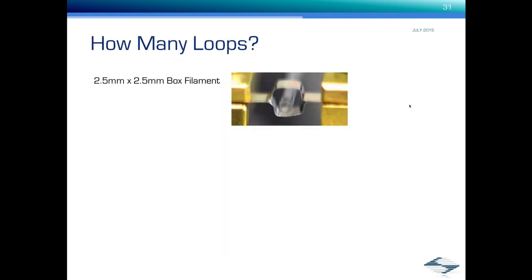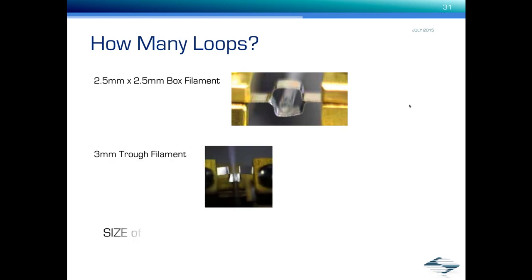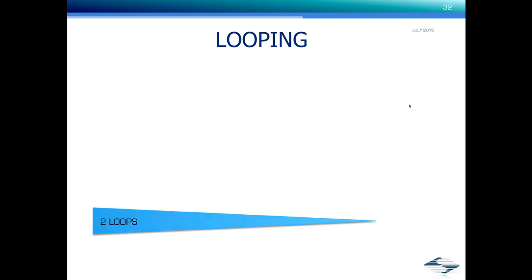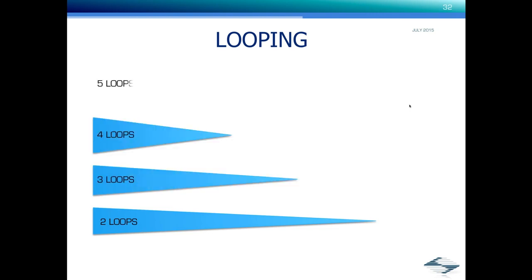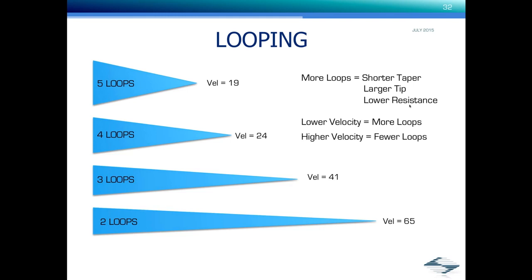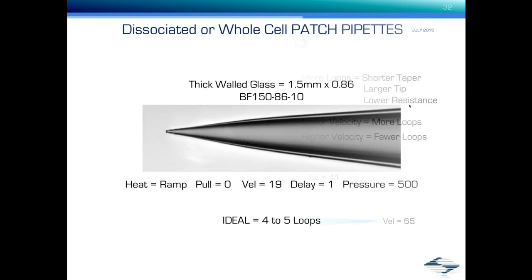How many loops do we have the puller go through when we're pulling a pipette? Well, this depends on if you have a box or trough filament and what size glass you have. Here's what happens when you loop, when you pull a pipette. If you pull it in 2 stages, looping twice, you get a gradual taper. And the more times you loop, the shorter that glass gets, the larger the tip gets, and the lower the resistance is. So the more loops, the shorter the taper, the larger the tip, the lower the resistance. And so you have these lower velocity settings here that allow it to loop more times, and you have the higher velocity settings that allow it to loop fewer times.